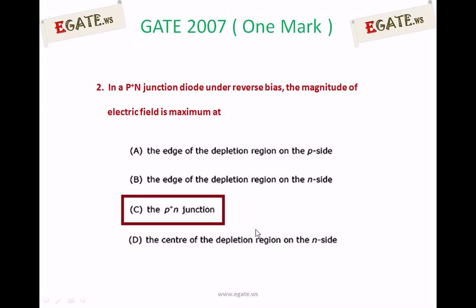The correct answer for the given question is C, at the junction, that is the P plus N junction.